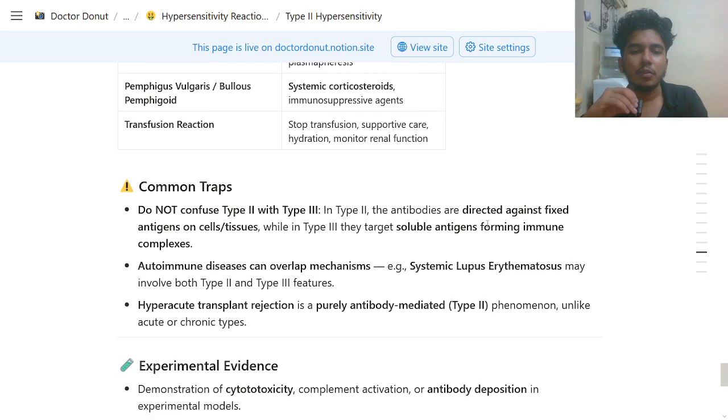Halfway through. So do not confuse type 2 with type 3. Type 2 antibodies are directed against fixed antigens. Type 3, they are targeted against soluble antigens forming immune complexes.